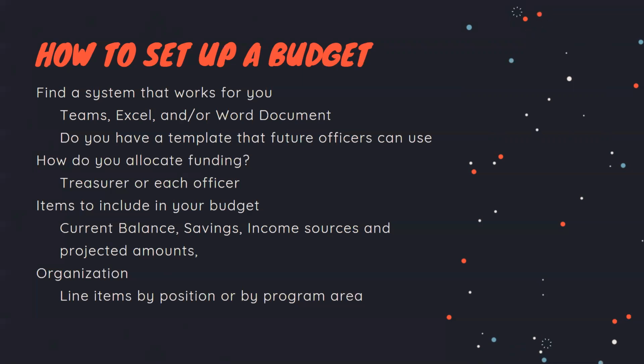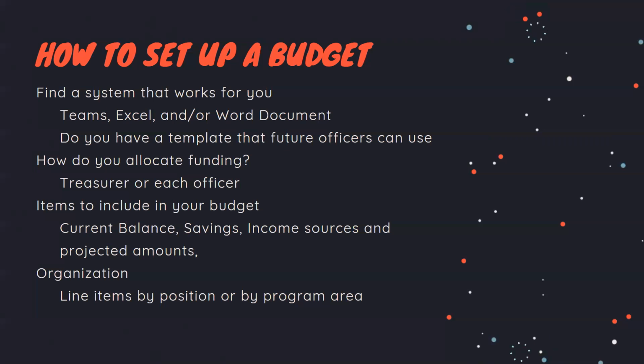But also a system of where you store this information. Is it just stored in someone's email and then hopefully that person shares it out to everybody and then it gets lost in email or whatever, right? And so finding a way that it's really easily accessible by your members or by your officers so that everyone is on the same page about what their budget is and to make sure that they can also be accountable to that spending limit. We really recommend using Microsoft Teams for our student organizations.